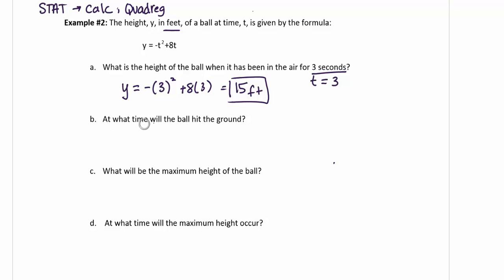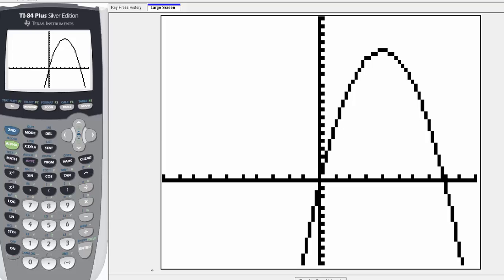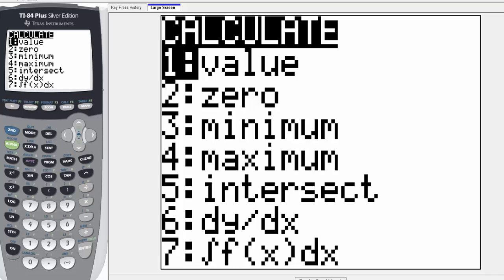Then it says, at what time will the ball hit the ground? So I need to look at my graph and say, what am I looking at? When does the ball hit the ground? Well, it's starting here at the origin. It's going up and then coming back down. So the x-axis is acting as the ground. When our graph passes through the x-axis, that's what I need to calculate, and that's what we call a 0. So if I go to second trace into the calc menu, I'm looking to find the 0.